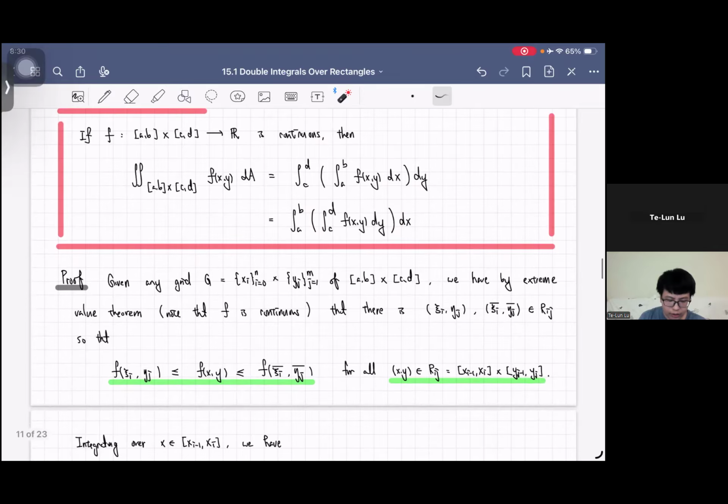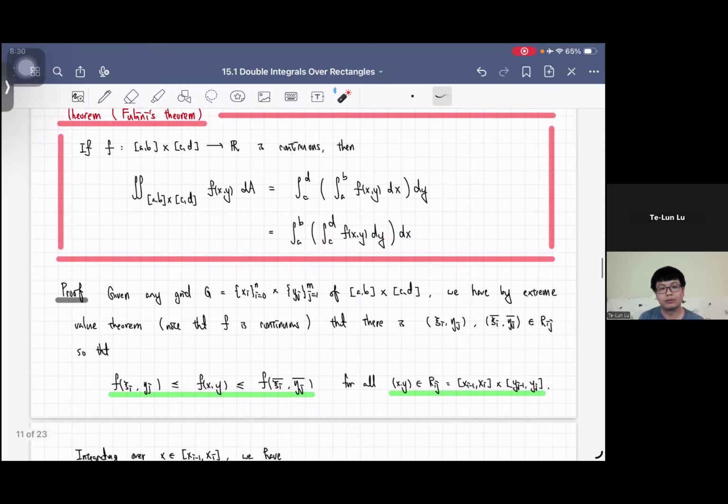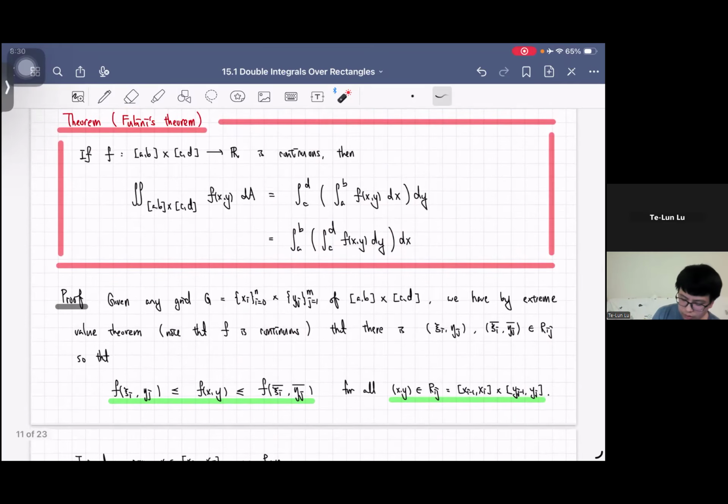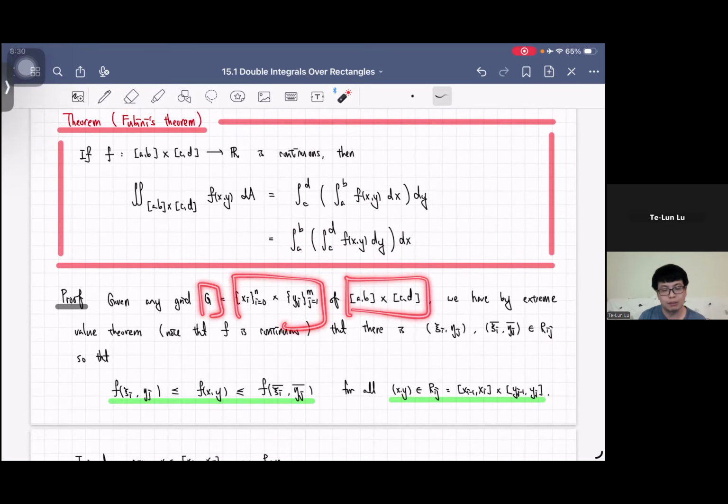Okay, now let me try to show this. This is actually quite simple. This is a simple estimation on both sides. So again, we start from a grid. If we're given a grid, which is a grid of AB times CD, it is a bunch of points, x0, x1, all the way to xn, y0, y1, all the way to yn.